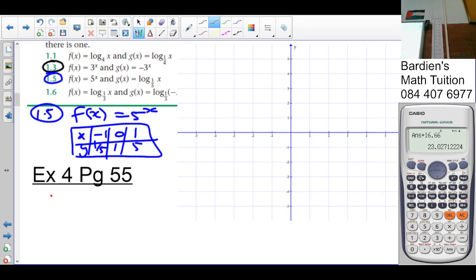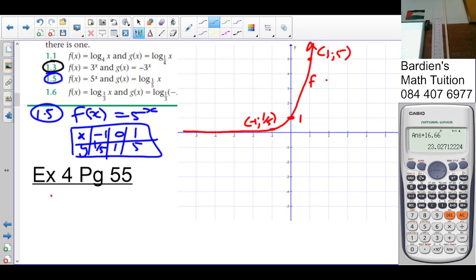So x is -1, y is a fifth. -1 and a fifth. So we put in -1 and a fifth. 1 and 0. 0 and 1, sorry. 1 and 5. There we go. There's ones on the graph. So again, we draw close, we don't touch that. And that is your graph of f of x. Okay.